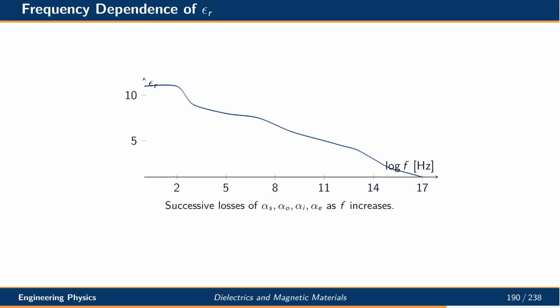The relative permittivity of a dielectric depends on the frequency of the applied field. At low frequencies, all 4 polarization mechanisms contribute. As frequency increases, space charge effects drop out first, then orientational, then ionic, and finally electronic polarization. The graph shows this stepwise decrease. Each loss corresponds to the inability of that mechanism to follow the rapidly oscillating field. This frequency dependence is critical for designing capacitors, microwave components, and.